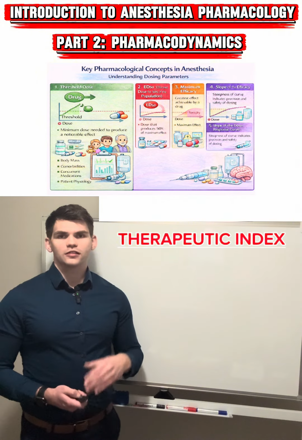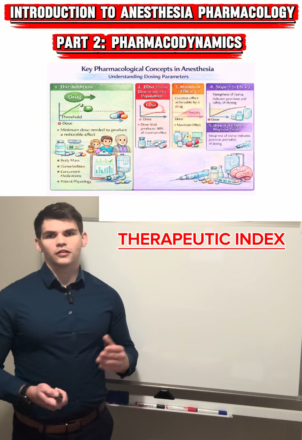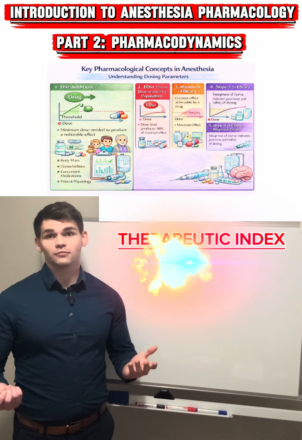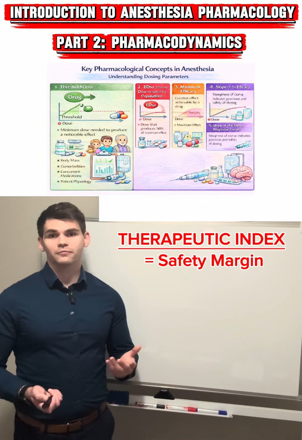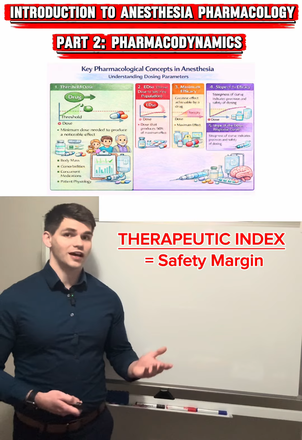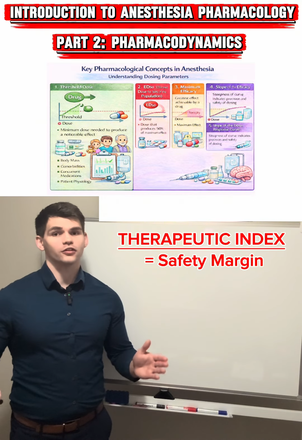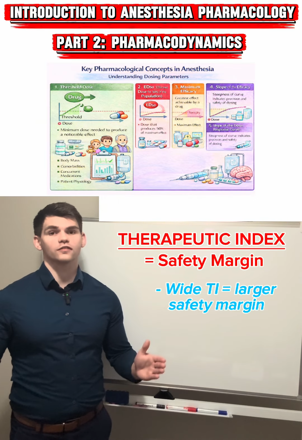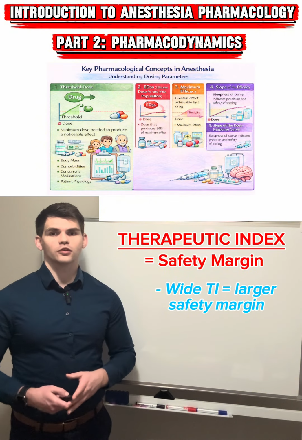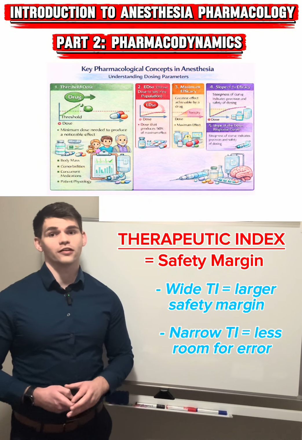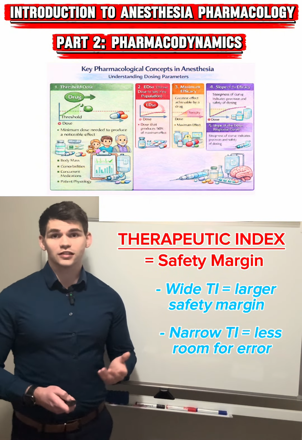Another major concept is the therapeutic index. Therapeutic index is essentially the safety margin. This is basically the gap between the therapeutic dose and the toxic dose. A wide therapeutic index means there is a large safety margin. A narrow therapeutic index means there is less room for error. In anesthesia, many of the drugs we use are powerful and require precision. That is why vigilance, monitoring, and good pharmacological understanding are so important.